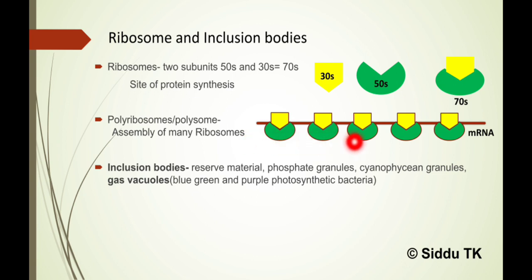In some instances, many ribosomes join together with the help of mRNA to form a specialized structure called polyribosome or simply polysome. These help in rapid protein synthesis. The main function of ribosome is to synthesize protein with the help of mRNA. Apart from ribosomes, we have special reserve materials called inclusion bodies. These reserve materials may be phosphate granules or cyanophycean granules, and in some blue-green and purple photosynthetic bacteria, these inclusion bodies might be gas vacuoles.